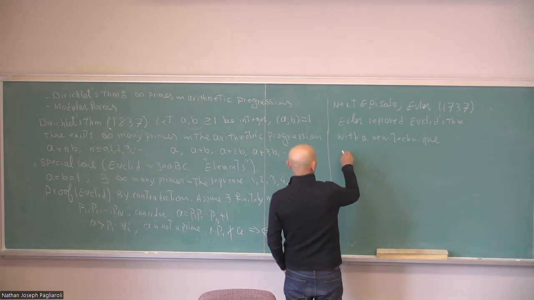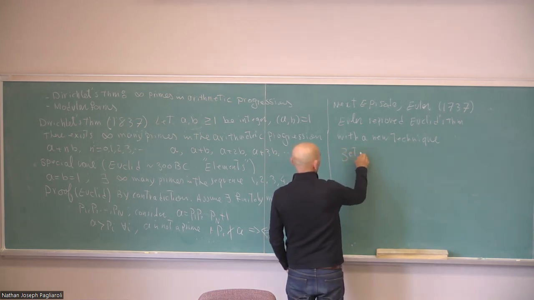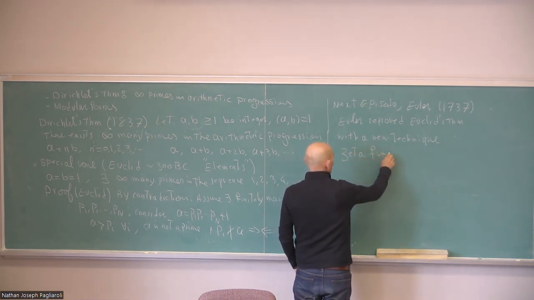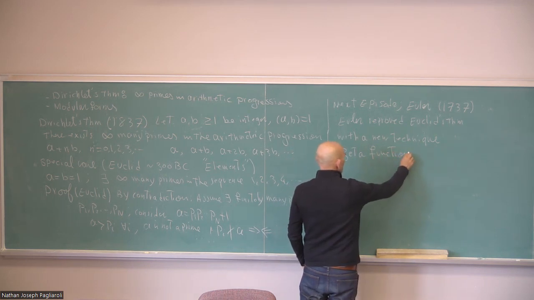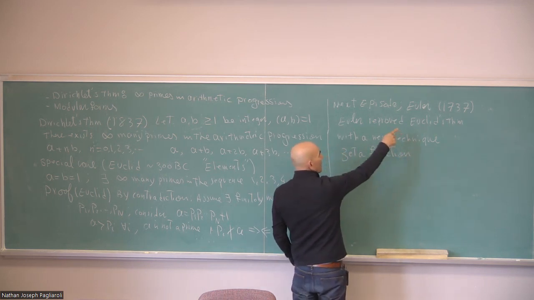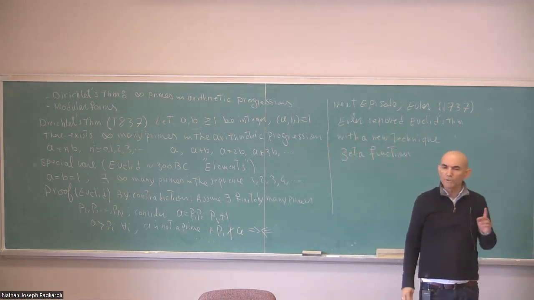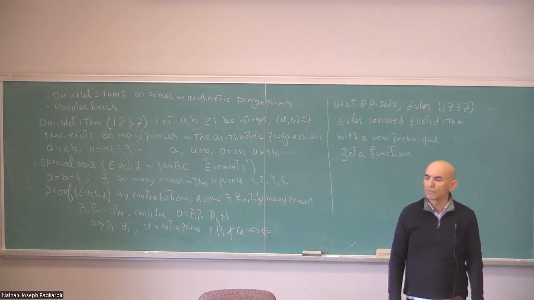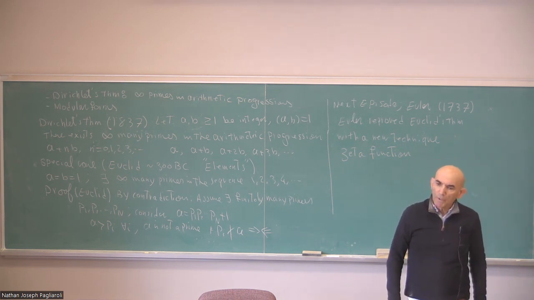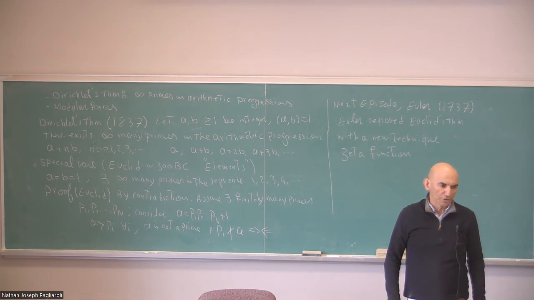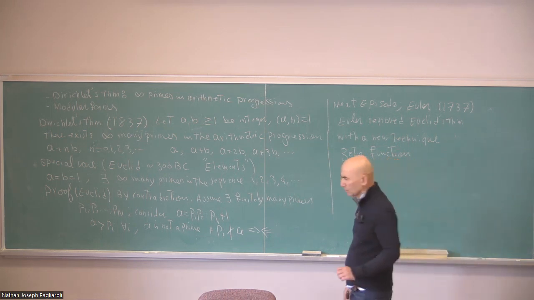So define the zeta function. This was introduced by Euler, I'm sorry, in 1737. I'm not sure what notation he used. I'm pretty sure the notation zeta is due to Riemann. Maybe Euler used a different notation, but I don't know what notation he used to denote this.